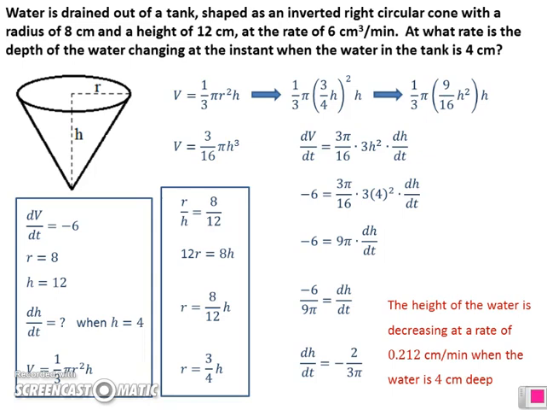Final answer. The height of the water is decreasing because it's negative at a rate of 0.212 centimeters per minute when the water is 4 centimeters deep. Hopefully that makes some sense. That's your related rates section.